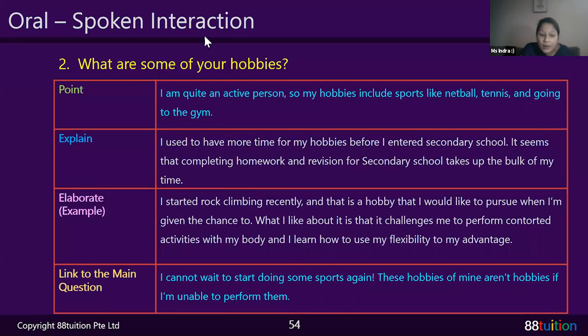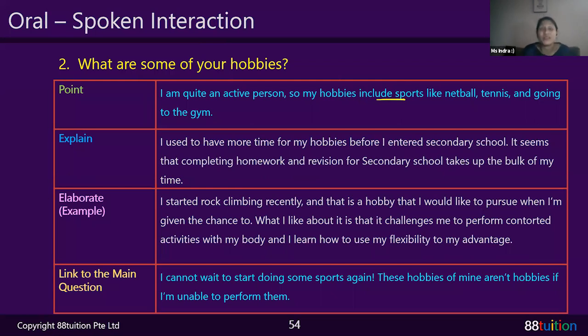All right, now, what are some of your hobbies? Okay, so you're just expressing, this is basically expressing, right? Okay, so I'm quite an active person, so this is about me. And so my hobbies include sports like netball, tennis, and going to the gym, right? Okay, so I enjoy doing these activities, so these are my hobbies, even though I think right now, I currently enjoy working more than I do all these things because no time now.